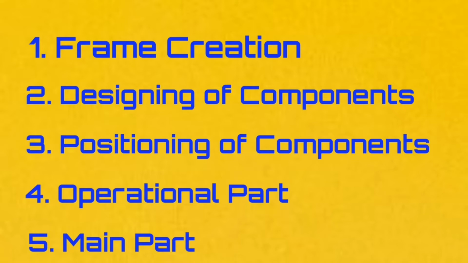Third is positioning of components, means placing of different labels, buttons on the frame. Here also we will use the grid manager of tkinter. Fourth is the operational part. Here we will create different functions for sound. Here we will use Pygame mixer music for playing of a sound, pause, stop, like this. And the fifth part is the main part. In this part we will run our program.